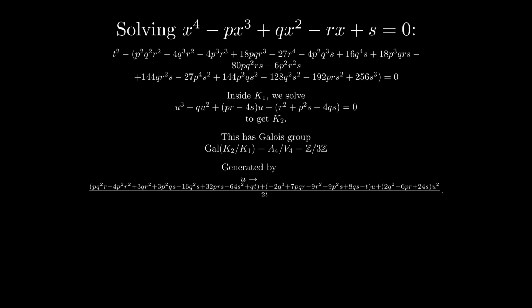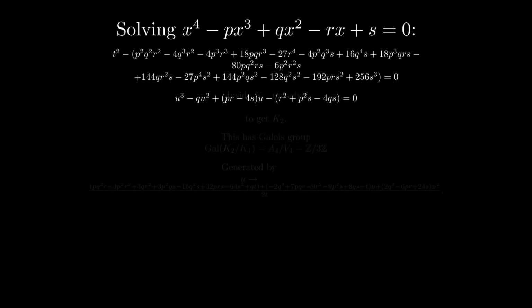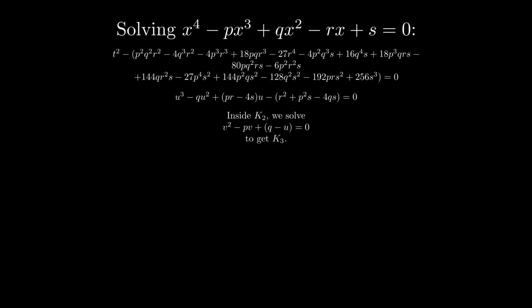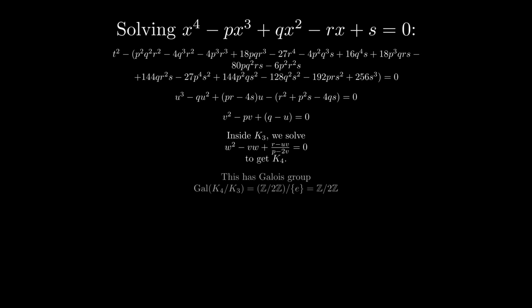And we find this ugly transformation that generates the Galois group. Then we solve this deceptively simple quadratic to get v. V here ends up being a plus b or c plus d, and you can see that the sum of the roots is p by Vieta. This gives a Galois group of Z mod 2 because we can swap a and b together with c and d. And then finally we solve w with this equation, which is another quadratic.